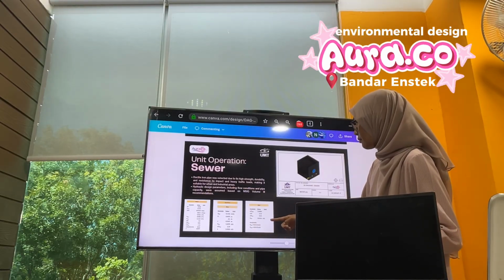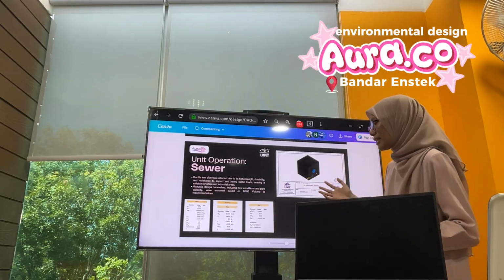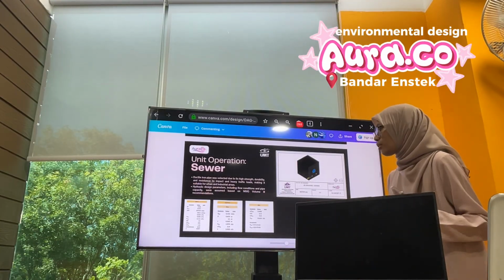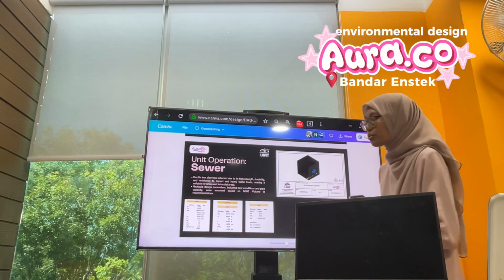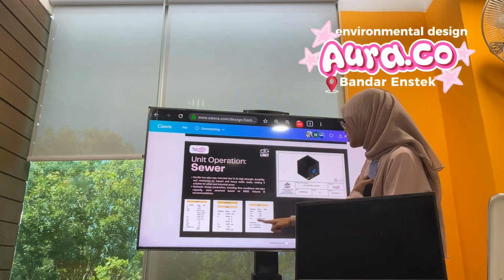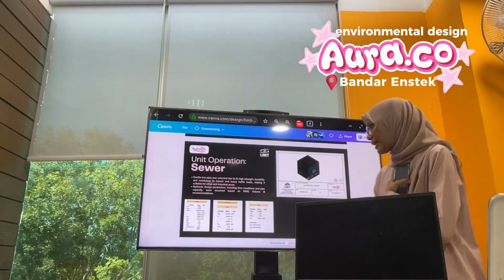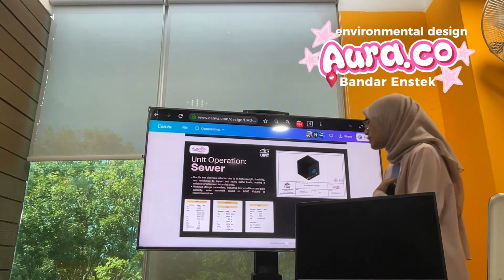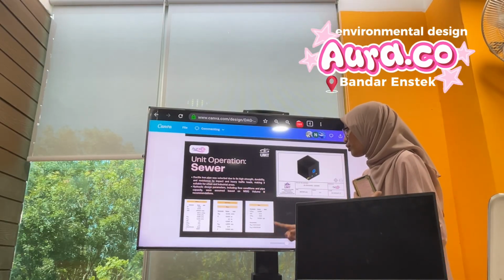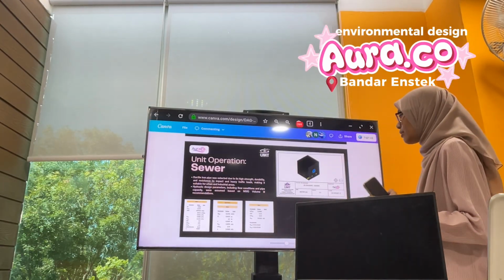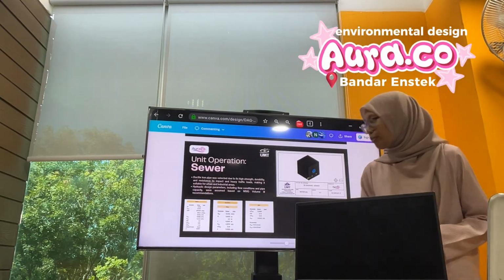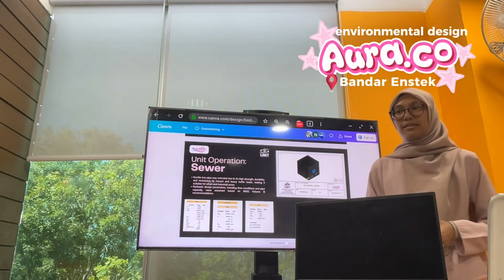So this design is acceptable because the V min is in a range of 0.6 to 1. We get it at 0.6559, and for the V max, we are in range also, which is 1.4108. The range should be in 0.8 to 4.9 meter per second.